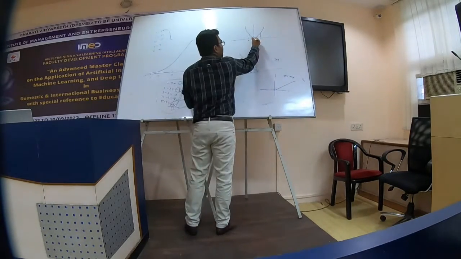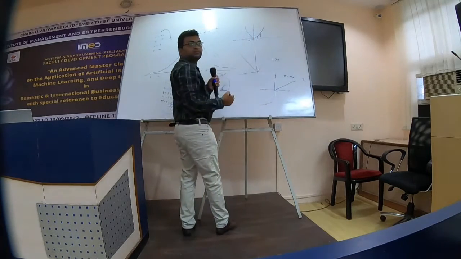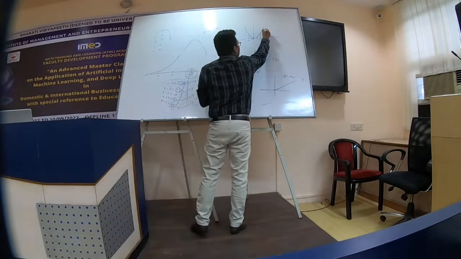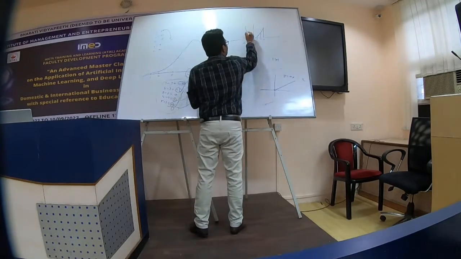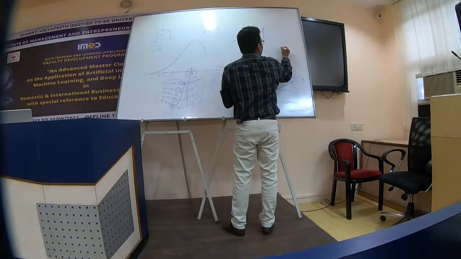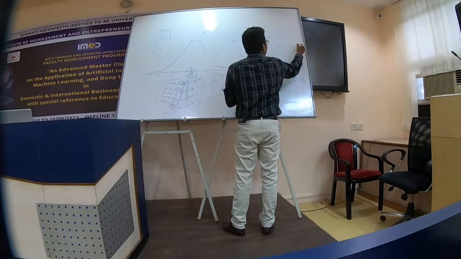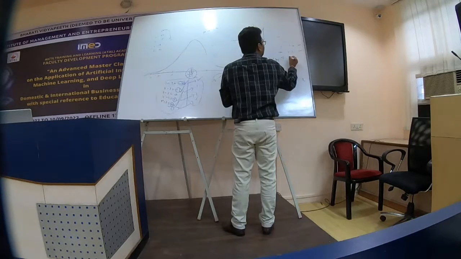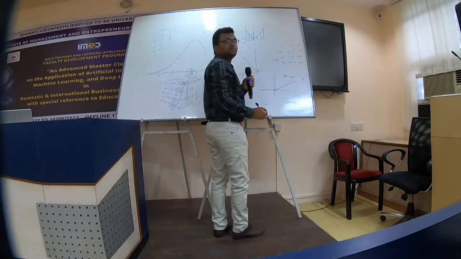For -1 and 1, same value. For 2 and -2, same value. Like for 3 and -3, same value. So -1, 1 will get the same value. -2, 2 will get the same value. -3, 3 will get the same value. -4, 4 will get the same value. Okay.